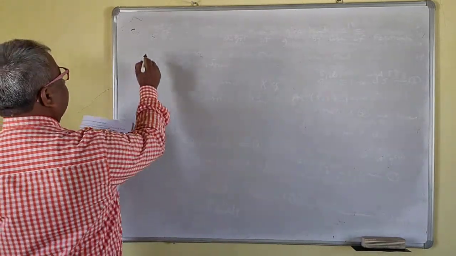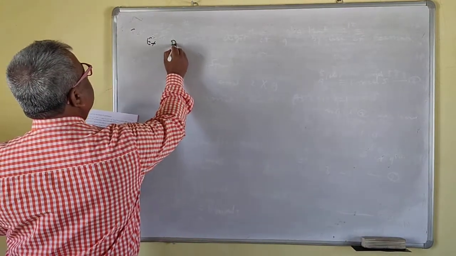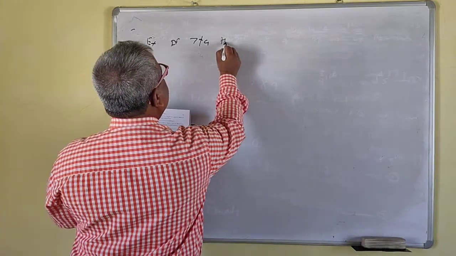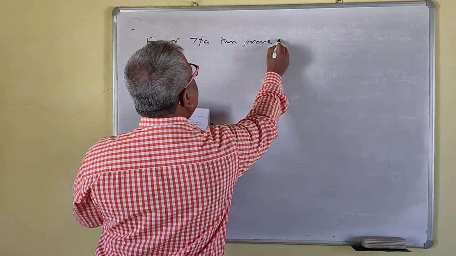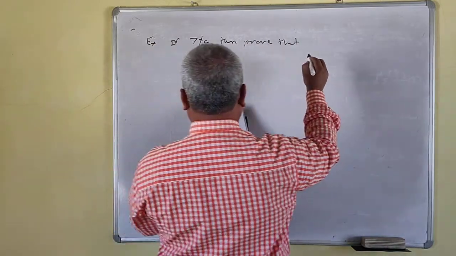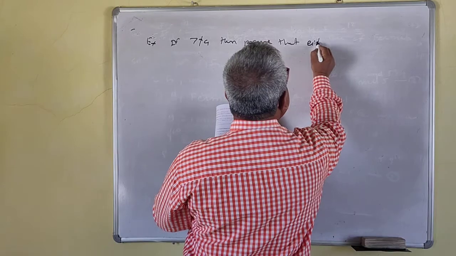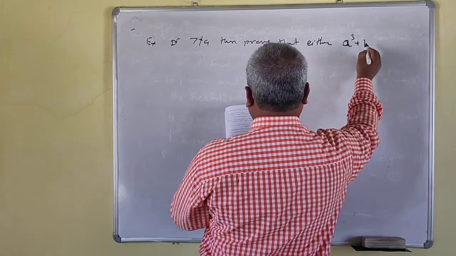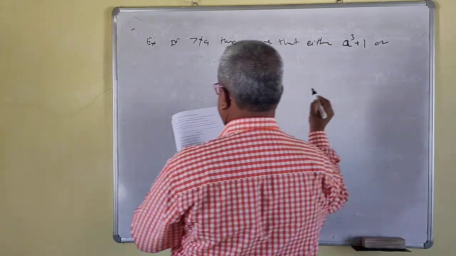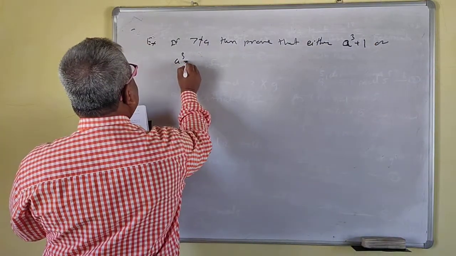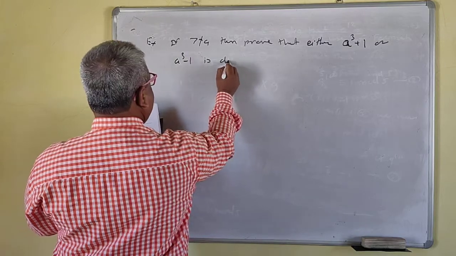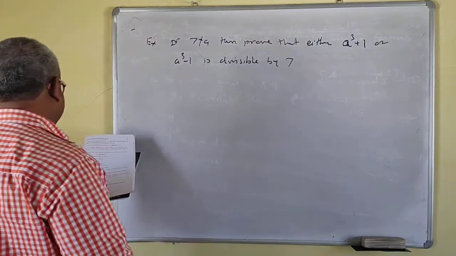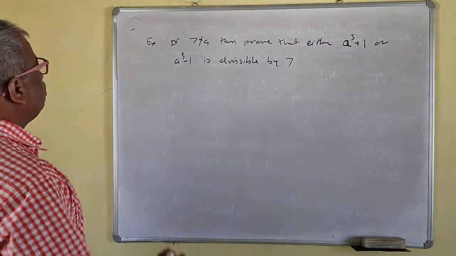Okay. For example, if 7 does not divide A, then prove that either A cubed plus 1 or A cubed minus 1 is divisible by 7. Okay, solution.